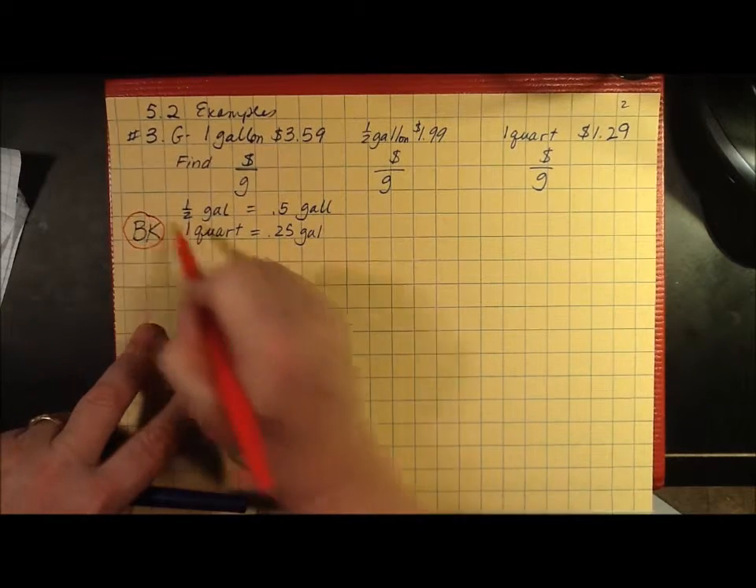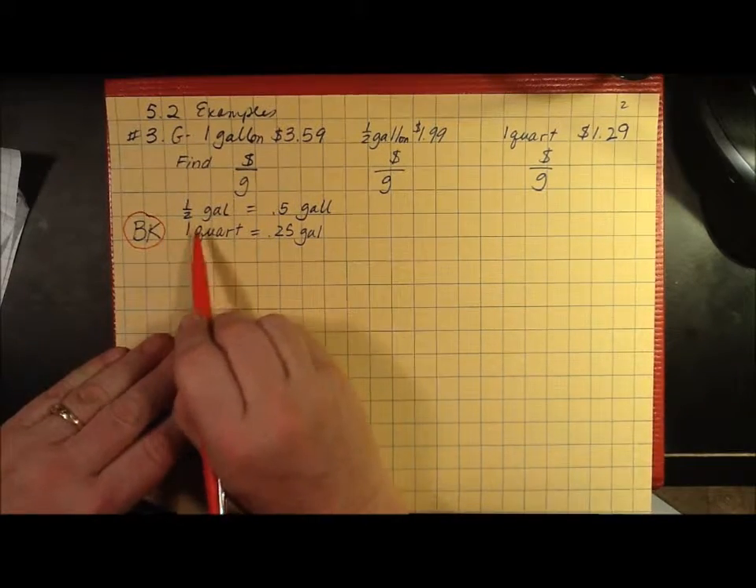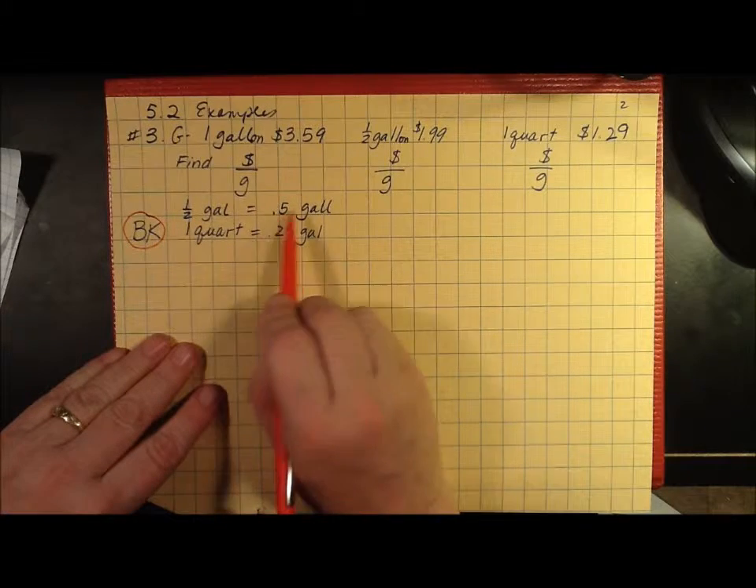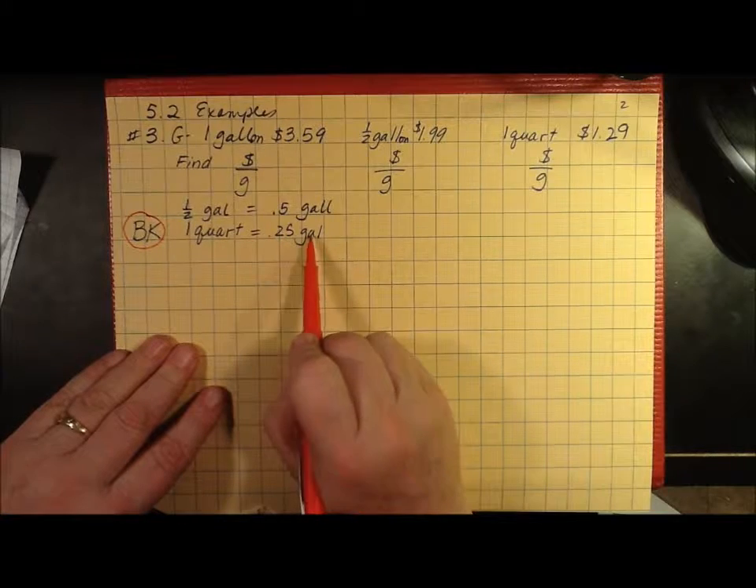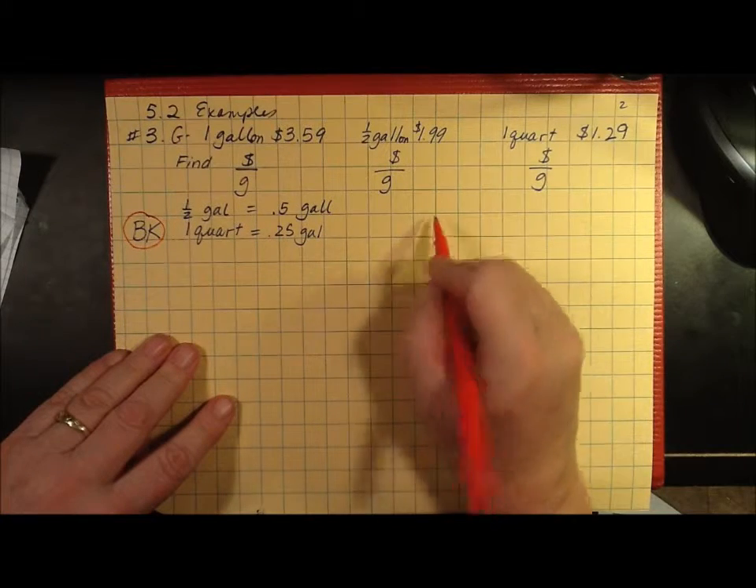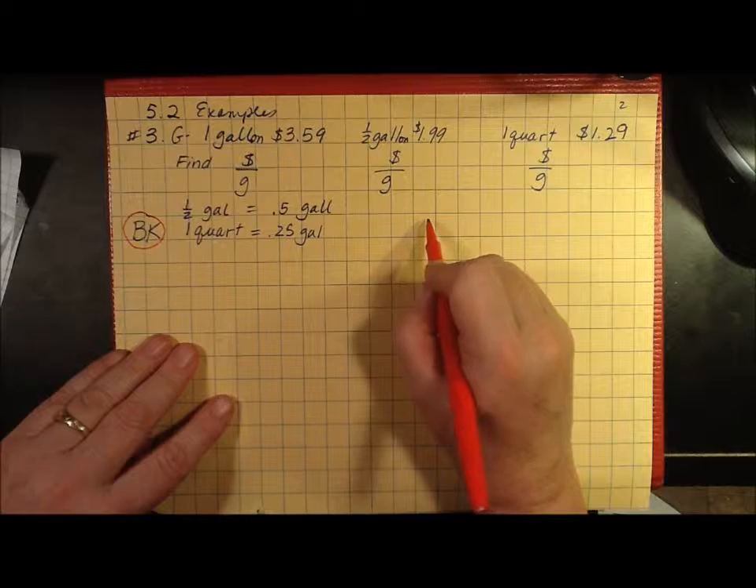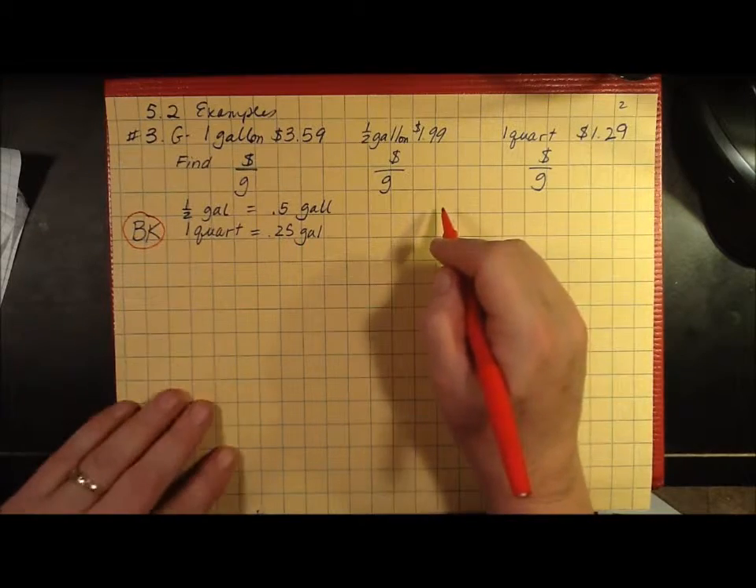BK, that means background knowledge. You need to know that half a gallon is the same as 0.5 gallons, and that 1 quart is the same as 0.25 gallons. There's 4 quarts in a gallon, so that's what you need to know.